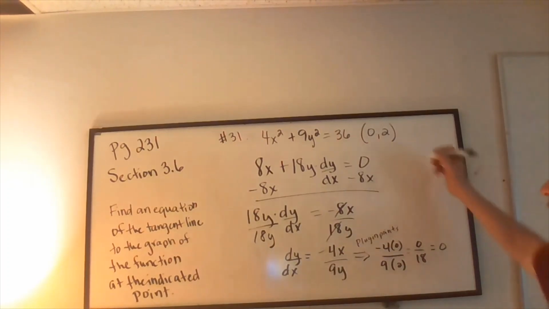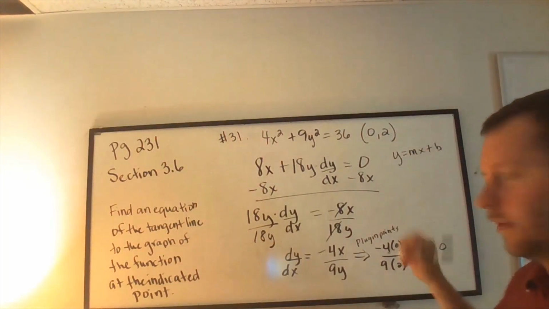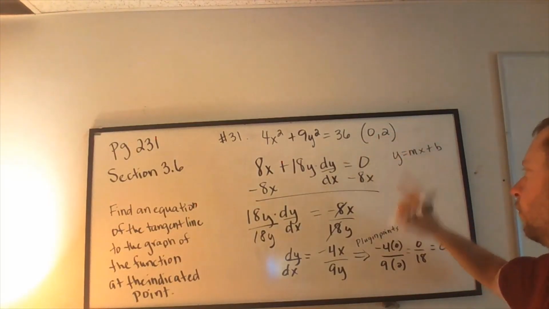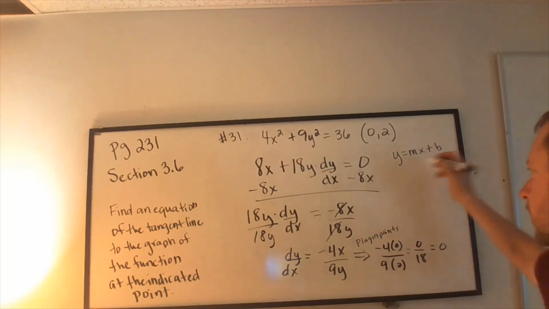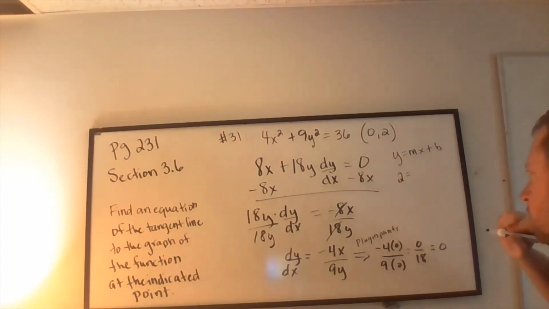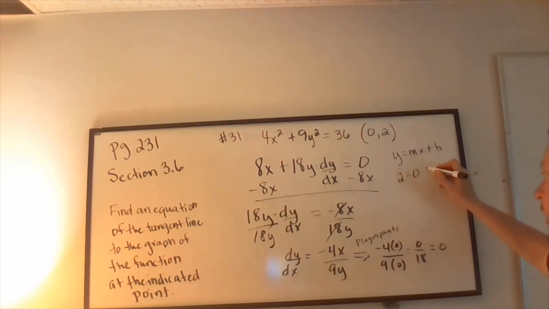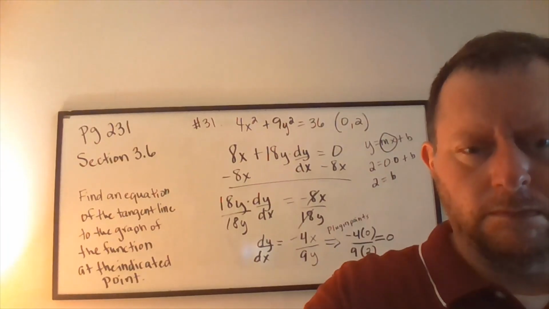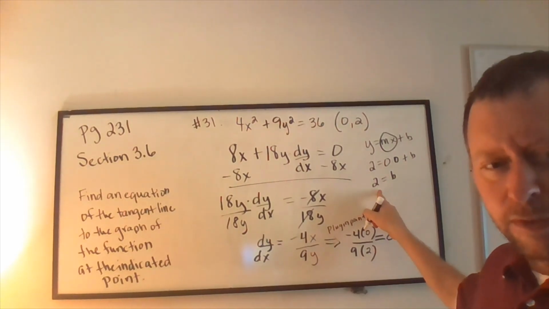So I'm going to say y equals mx plus b, slope of line. And we're going to plug in everything we know. We're going to plug in 0 for x, 2 for y, and 0 for our slope. And we're going to find what b is actually. So we're going to say 2 is equal to 0 times 0 plus b. So b must be equal to 2. So our y-intercept is equal to 2.